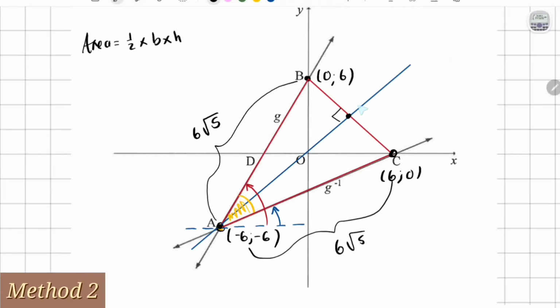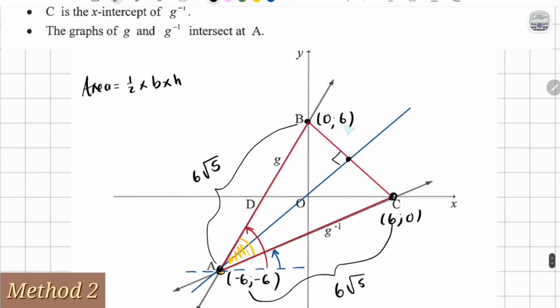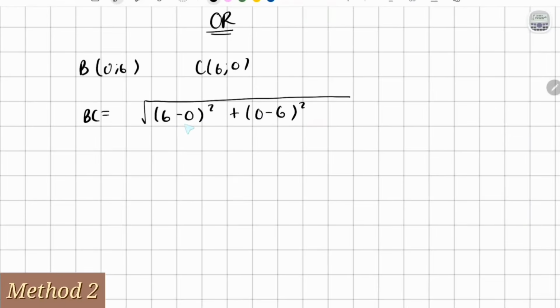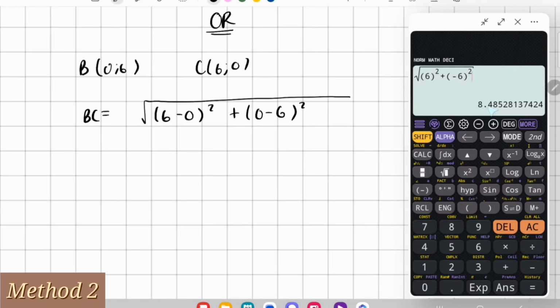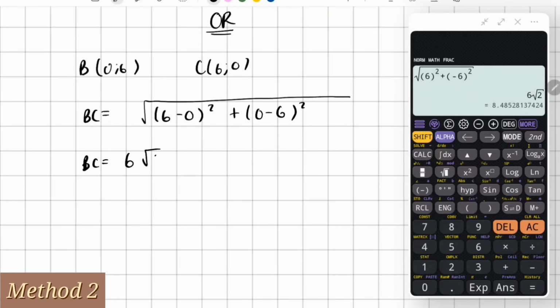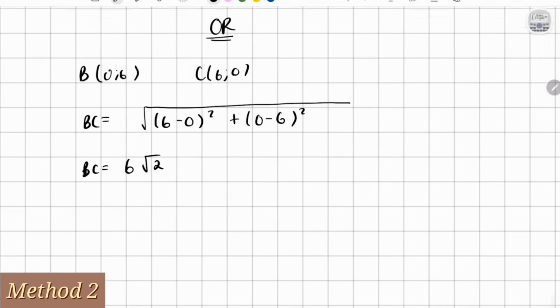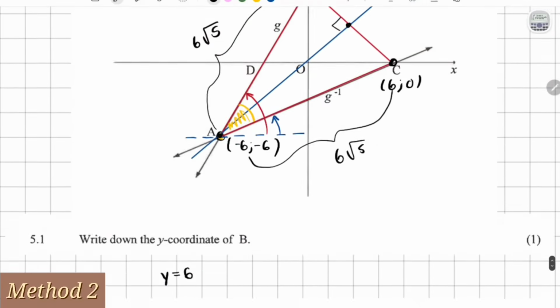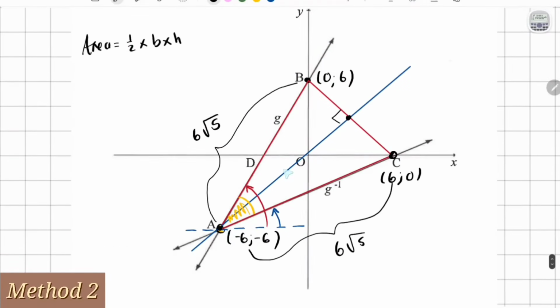Let's go ahead and find BC first, the length of BC. We know that B is 0 and 6, and C is 6 and 0. Let's see what we get. That's 6 squared and negative 6 squared, and that is going to give us this. But it's better to leave it as a surd. So we're just going to leave it as 6 square root of 2. So BC is equal to 6 square root 2. We have BC now. Now we just need to find this height.